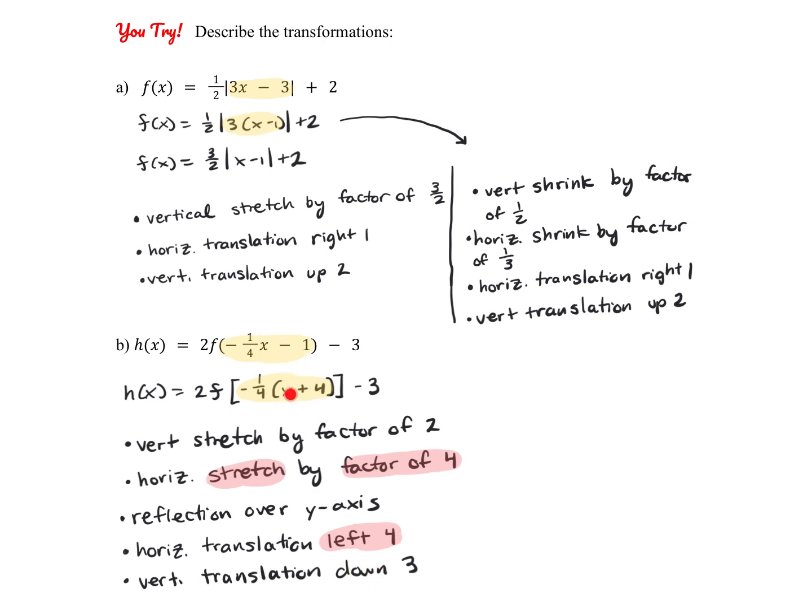So if you forget that first step, your shift is going to be off. It's going to go in the wrong direction and by the wrong amount. So that first step is super, super important when you're deciding what your transformations are.